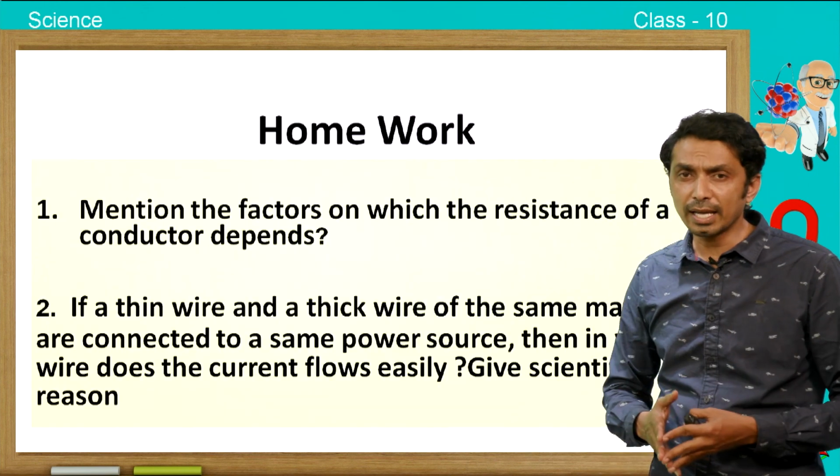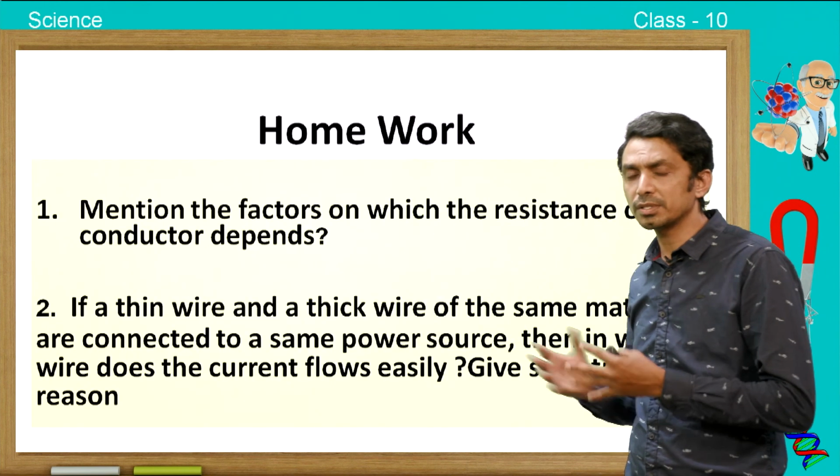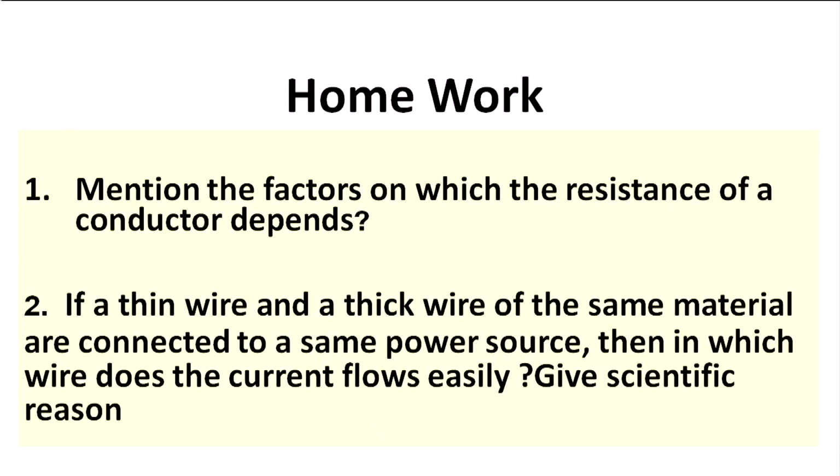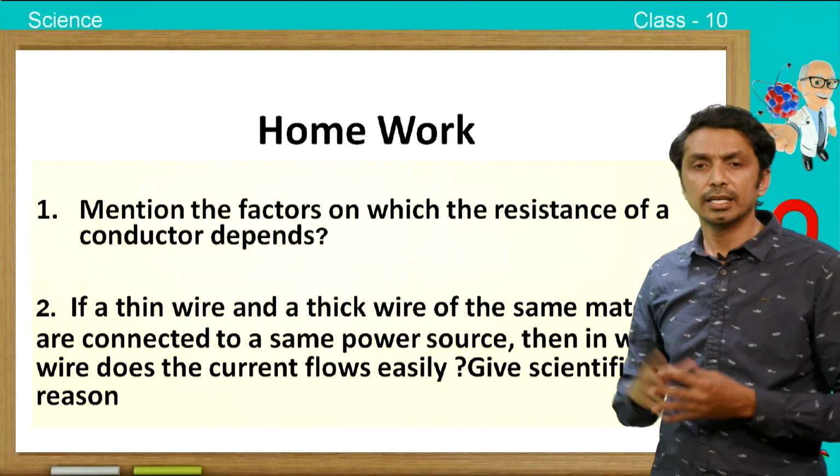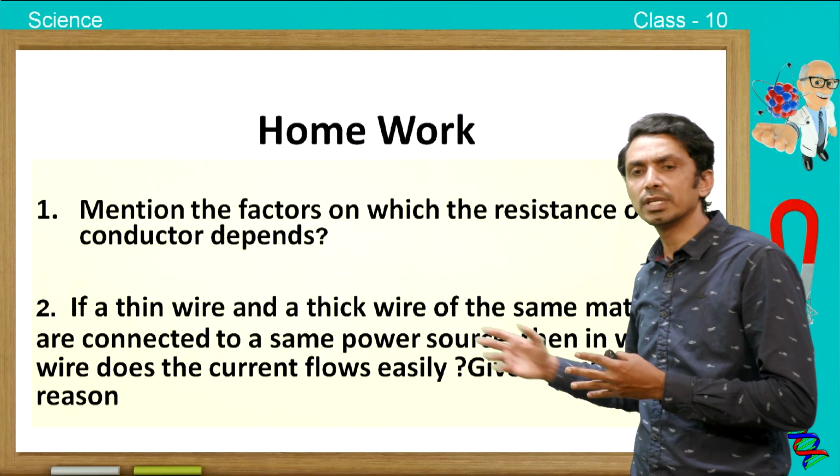Out of today's class, you need to note down these two questions that we have given here and try to solve more questions in the textbook. Mention the factors on which the resistance of a conductor depends. Second question, if a thin wire and a thick wire of same material are connected to the same power source, then in which wire does the current flow easily?